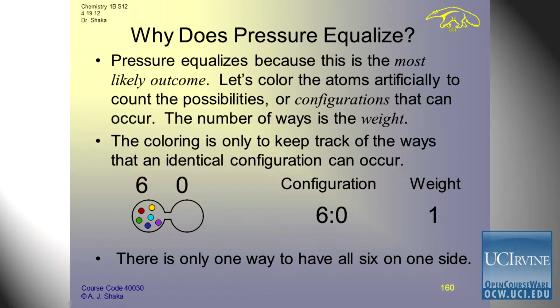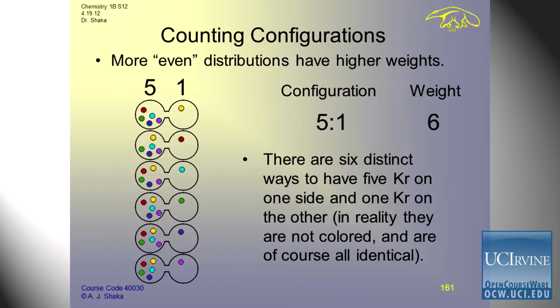So we have this scenario where I have 6 on one side. That's a 6-0. So there is only one way to have all 6 on one side, right? That way right there. All 6 colors in one hole. Nothing anywhere else. So moving on, if I change it a little bit and bring over 1, a more even distribution has a higher weight. So before, let me demonstrate, we have a weight of 1 for this configuration. It has one possible way of happening.